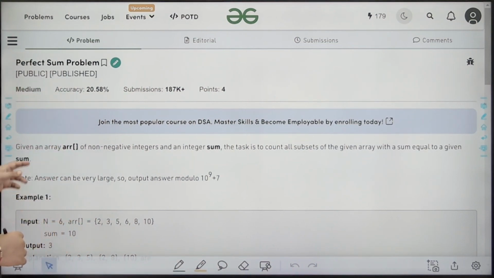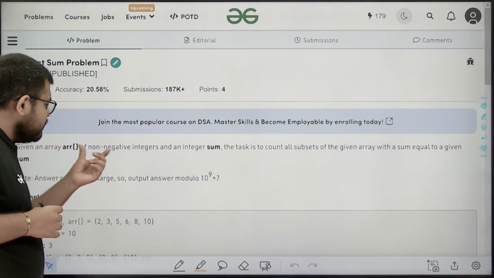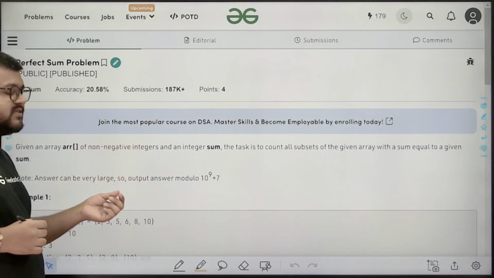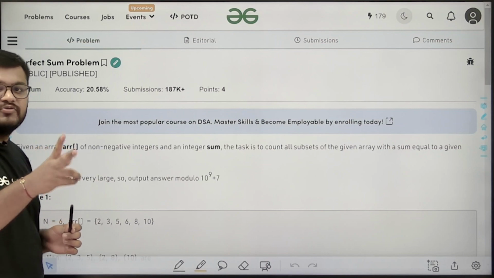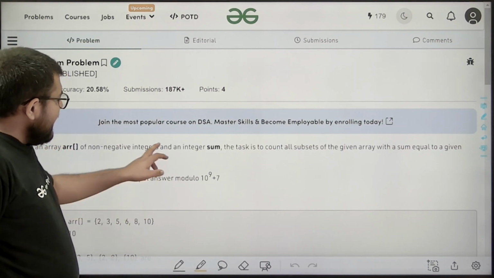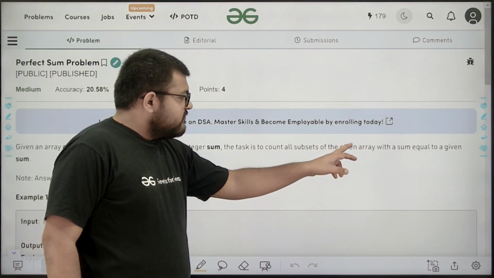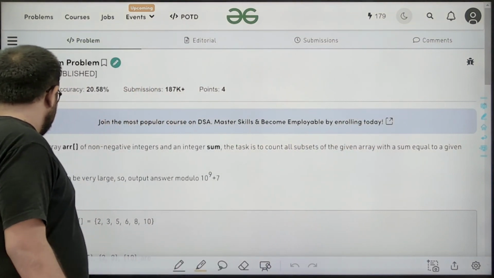What does the question say? It says that given an array ARR of non-negative integers, it means that we have an array and the values will be integers and they will be non-negative. So all the values will be greater than or equal to 0, and an integer sum. The task is to count all subsets of the given array with a sum equal to the given sum.